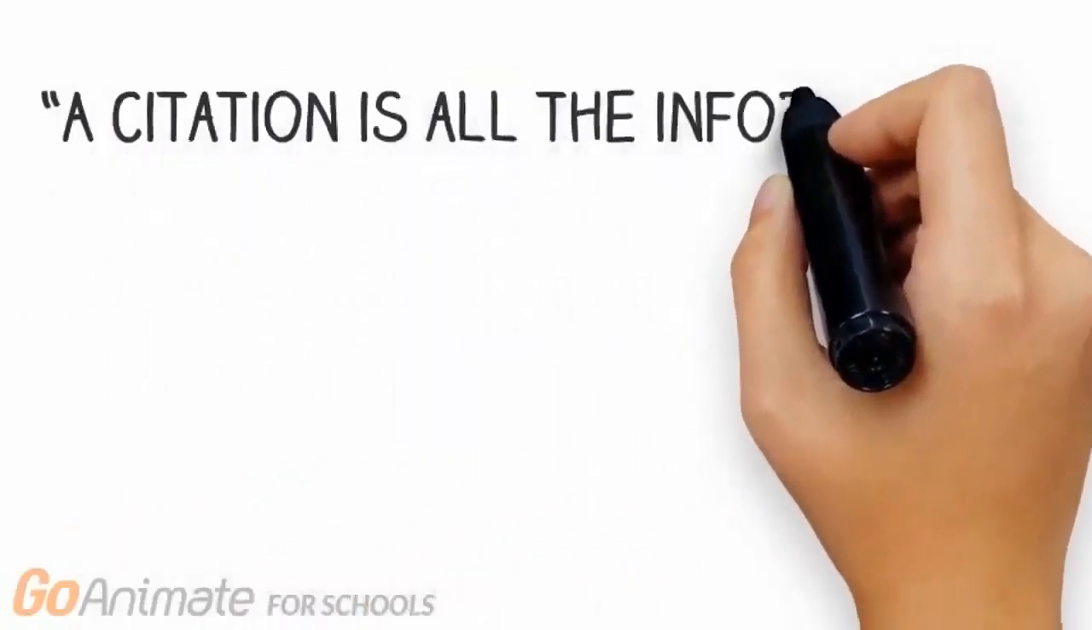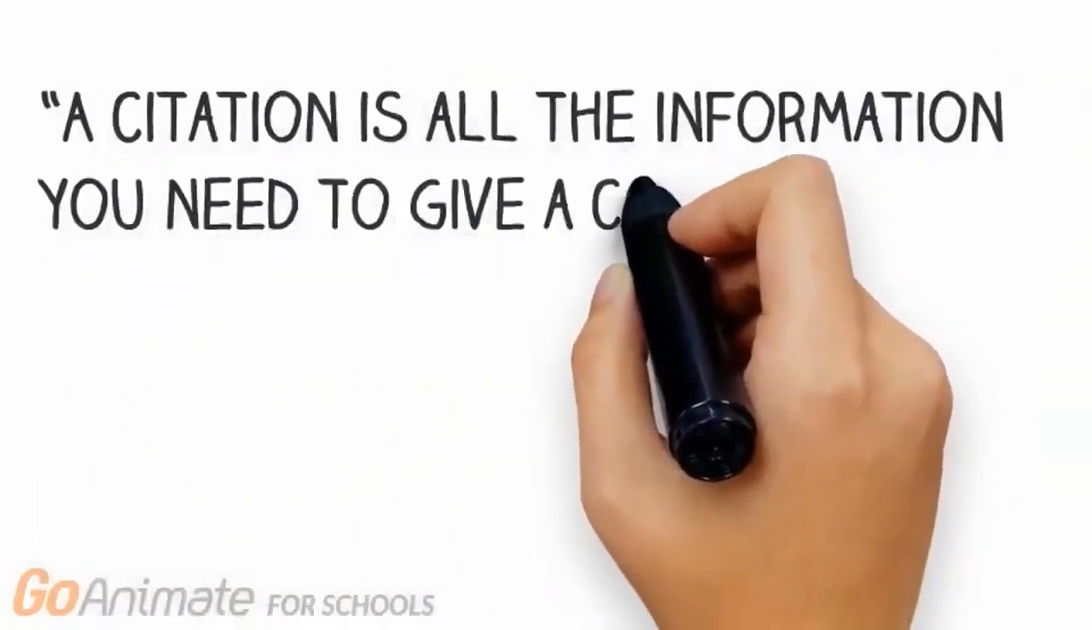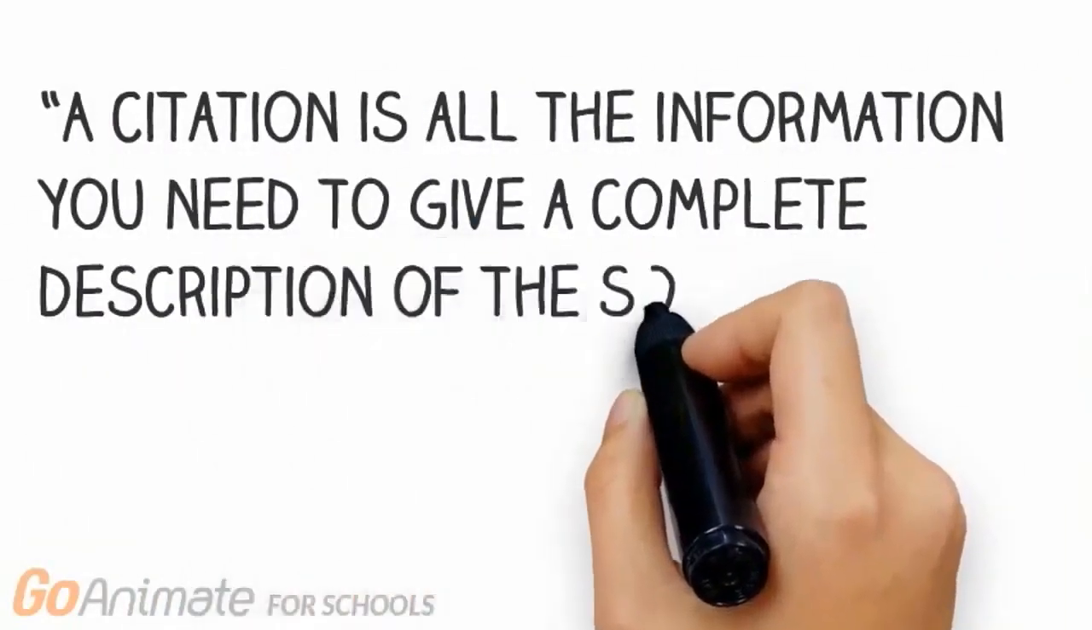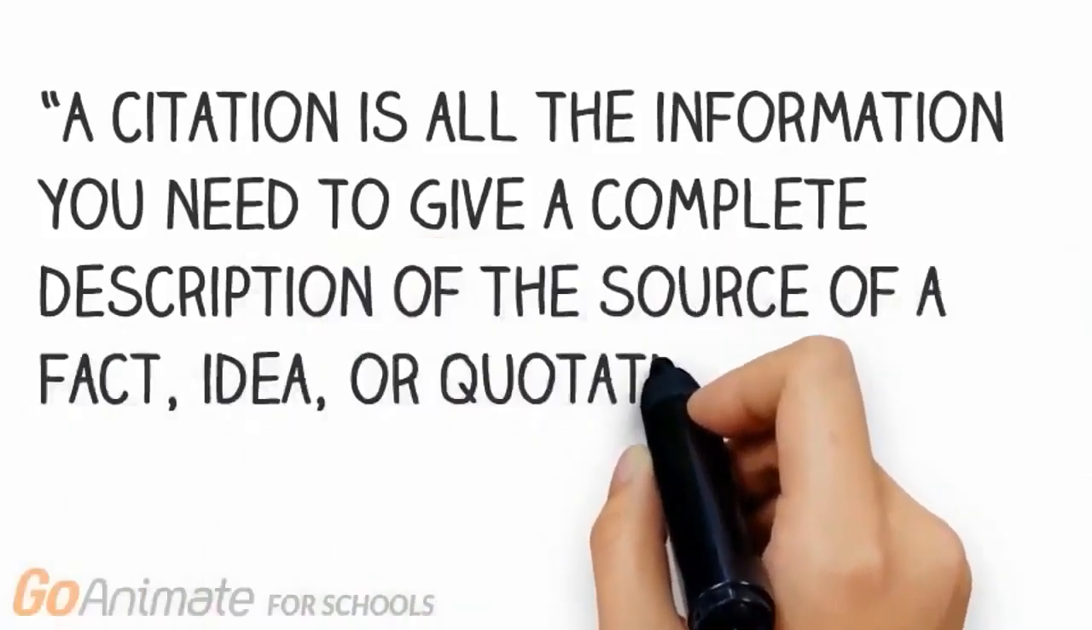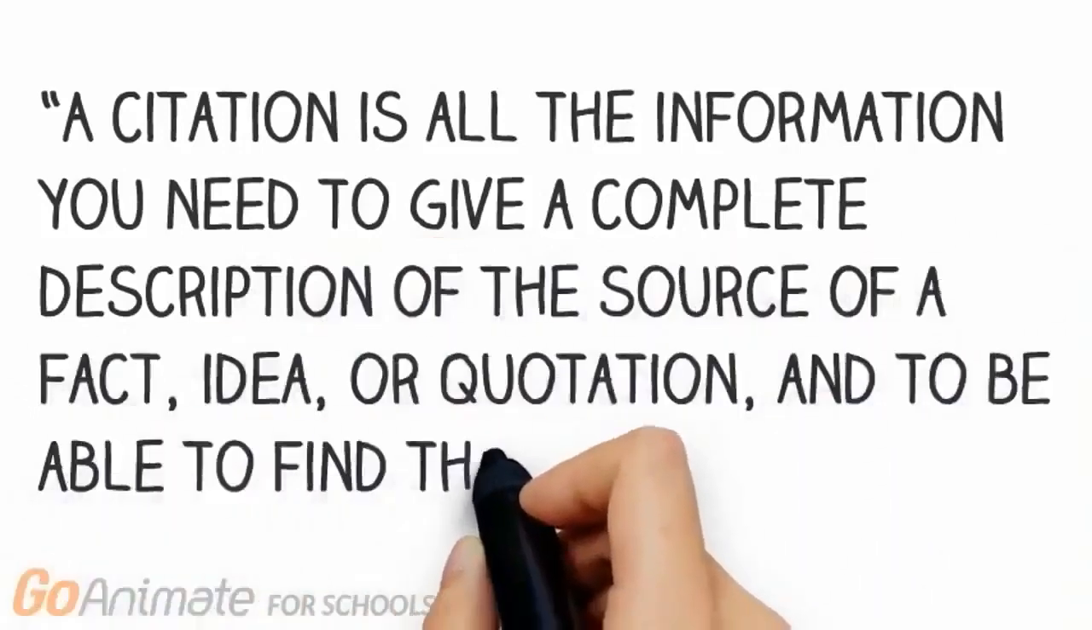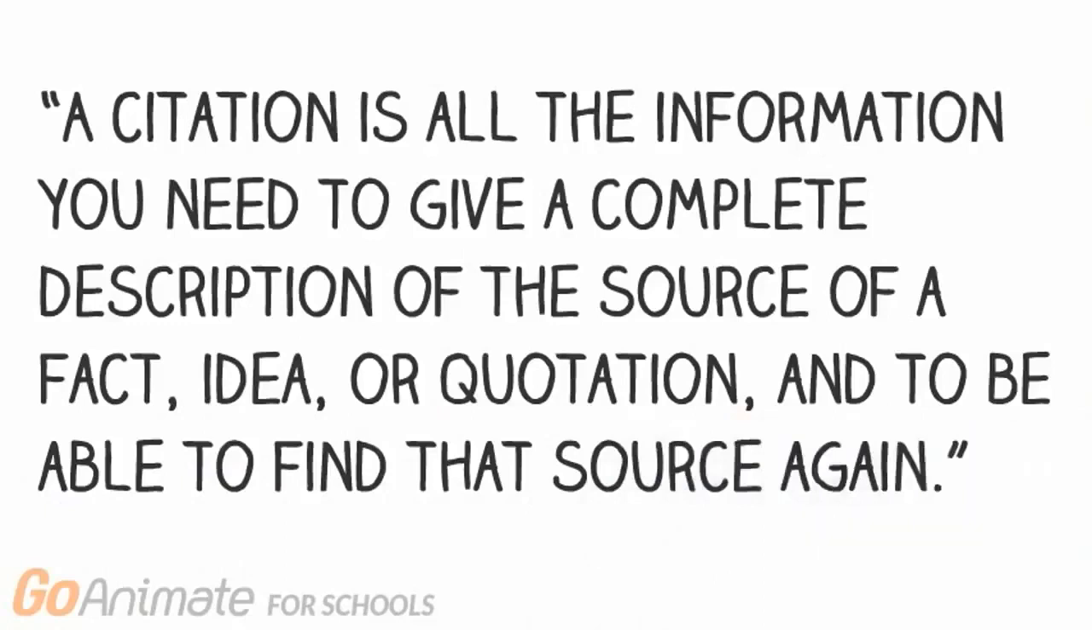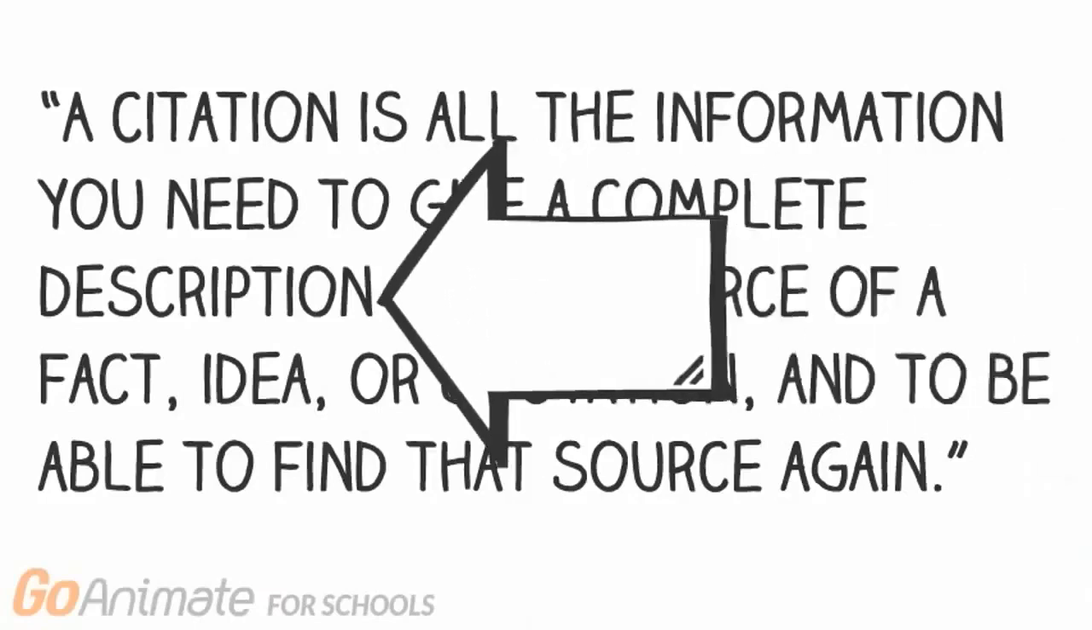The definition that I use is this. A citation is all the information you need to give a complete description of the source of a fact, idea, or quotation, and to be able to find that source again. Maybe your definition is even clearer than mine, but the main idea I want students to understand is that a citation is, first and foremost, a description.